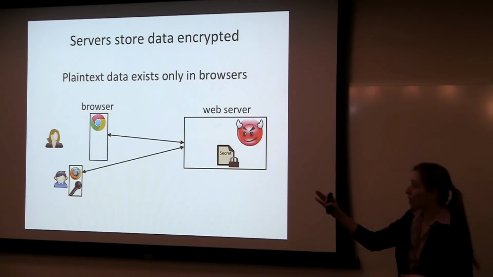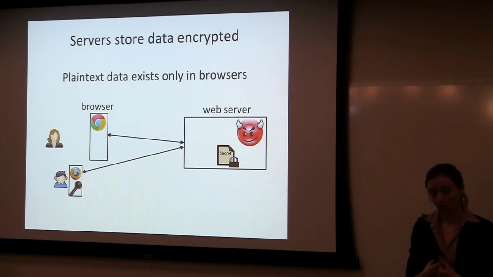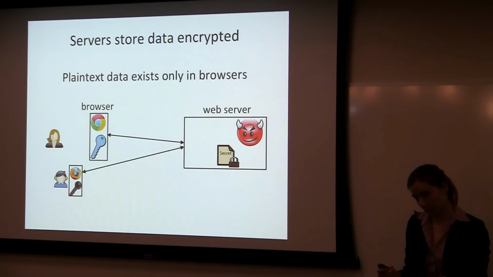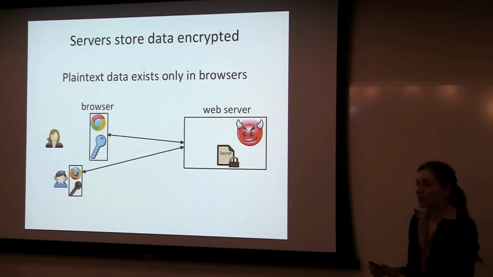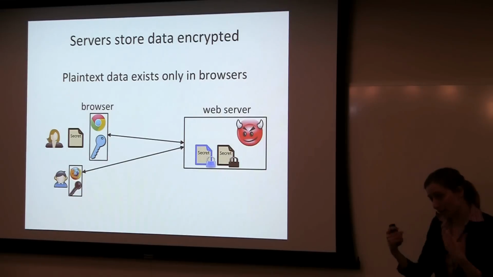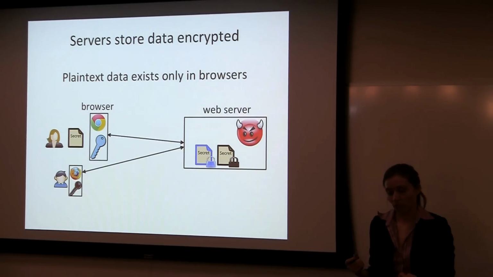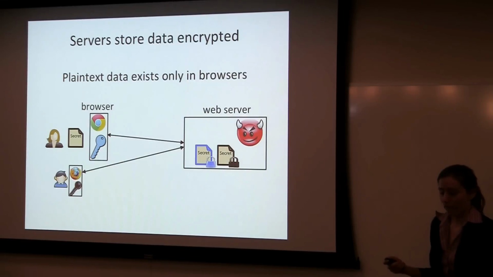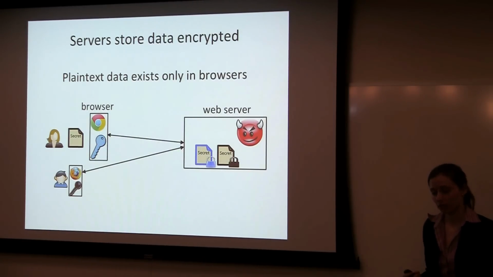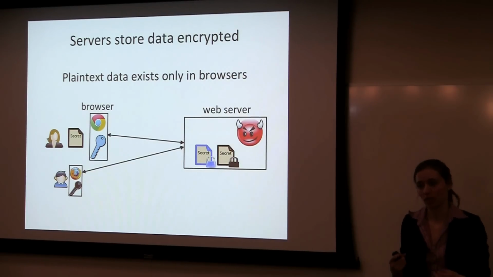But the browser is the one who has the keys and sees plain text data. So in Mylar, each user has a key that the browser can access. And when the user inputs some sensitive data, Mylar encrypts it in the browser and sends it to the web server encrypted. Later, when the user fetches this data from the web server, the browser intercepts it, decrypts it, and gives it to the user unencrypted, as if there's no encryption happening at all.